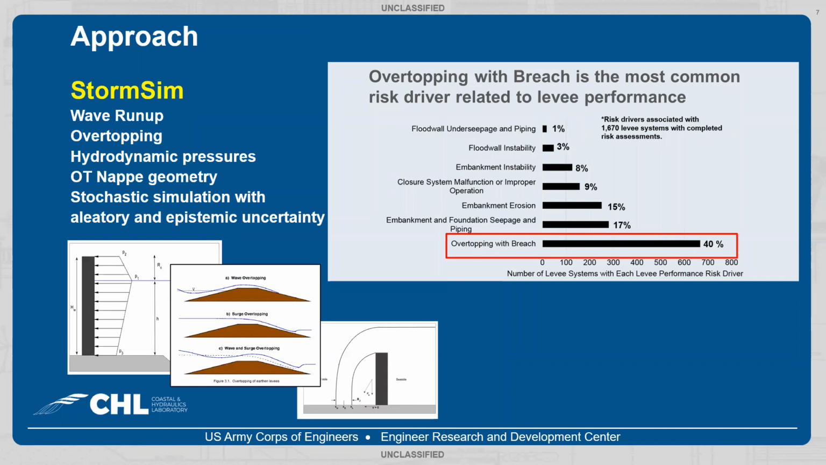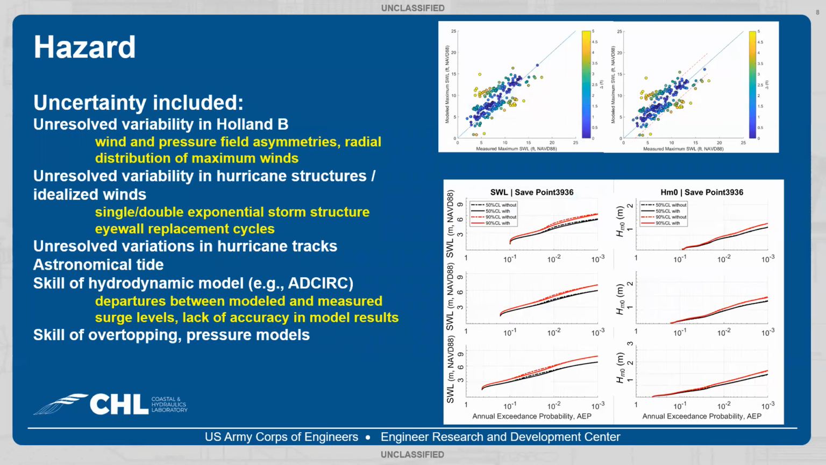The Corps evaluates risk for about 1,670 levee systems across the US, and overtopping with breach is the dominant risk driver. While extensive geotechnical and structural designs are done, the coastal storm risk management crest elevations are based on risk of overtopping induced breach. Our study included expanding the Storm Sim software system to include levee and flood wall responses such as overtopping, forces on walls, and map geometry within the stochastic simulation system. For all these analyses, we included computation of epistemic uncertainty.